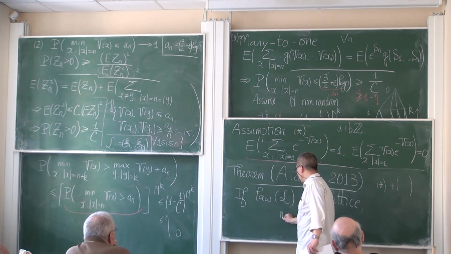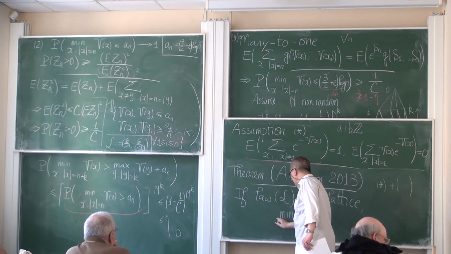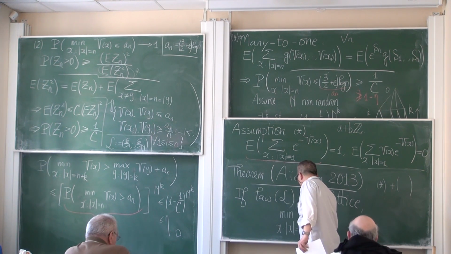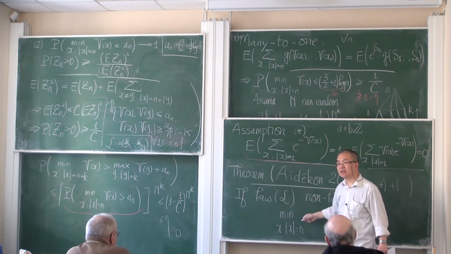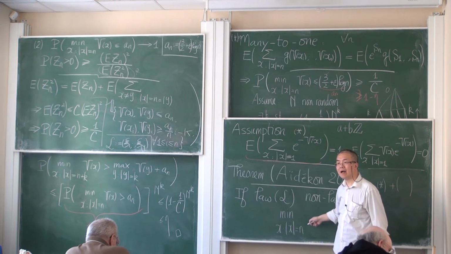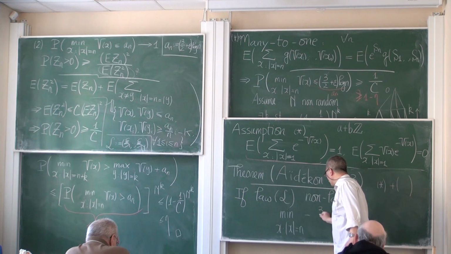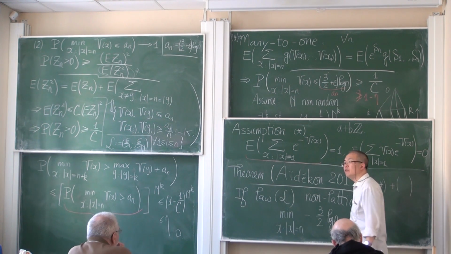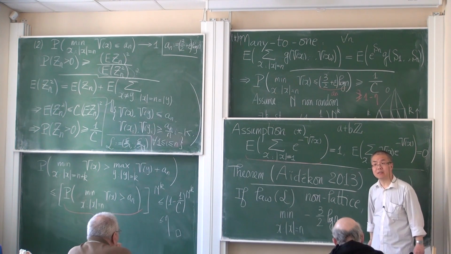Then the minimum position in the nth generation, we proved that divided by log n, it converges in probability to 3/2. Actually, even the minimum plus 3/2 log n itself converges weakly to something.